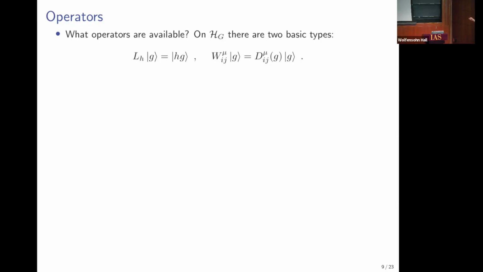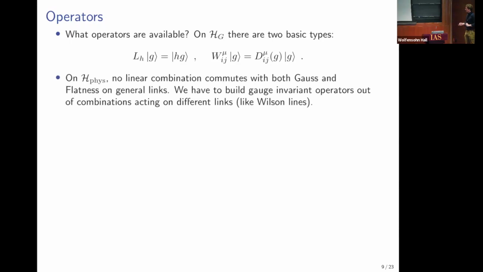W has three indices, mu, i, and j. Mu indexes irreducible representations of the group, and then i and j are indices within that irrep. The way it acts on g is it just gives you this value. This d of g is a representation, the mu-th representation of g, and i and j are its matrix indices. You don't need to remember those details. I'm showing you that for completeness.